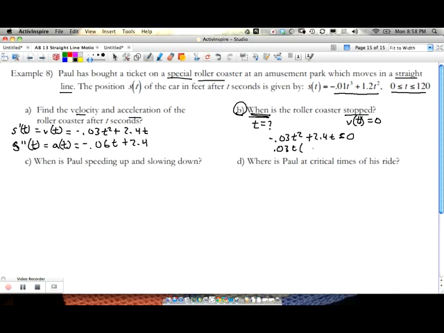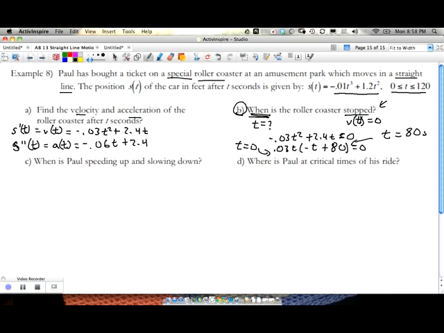So if I factor out a 0.03 t, this would be a negative t plus, I think this is going to be 80. Is that what it is? Yeah. Equals 0. So, t equals 0, of course, from this first piece. But from the second piece, t equals 80 seconds. Okay, so that's when it stopped.